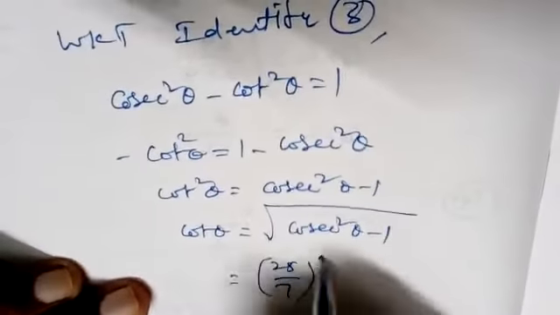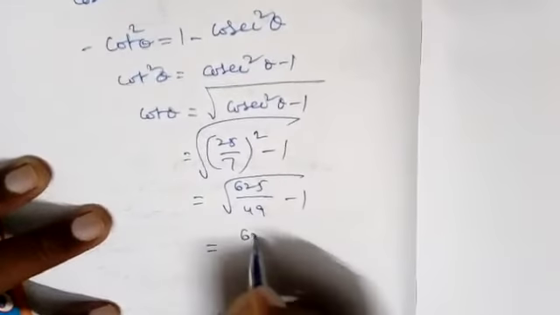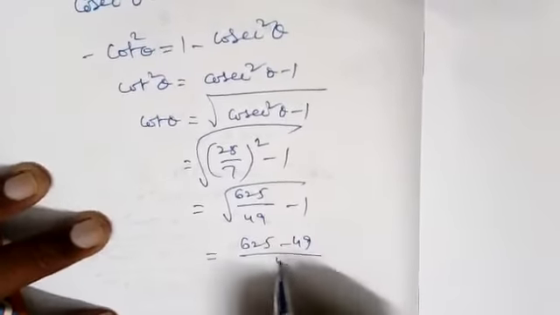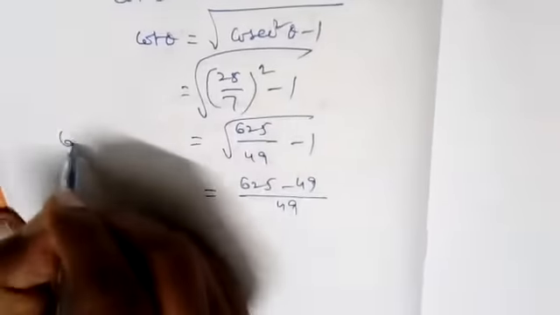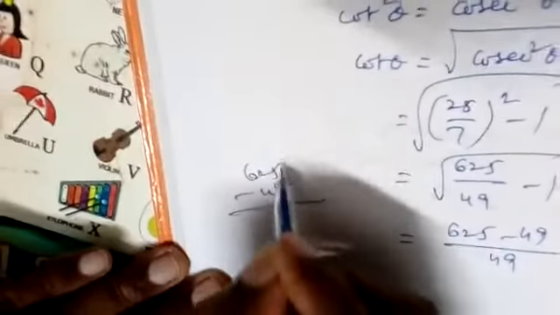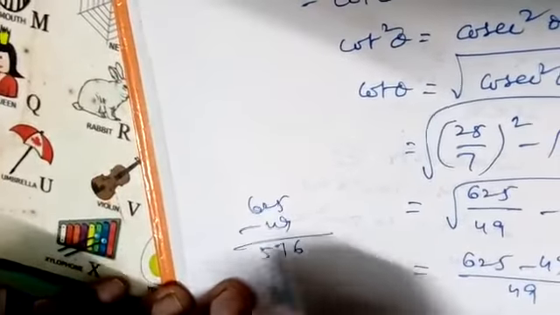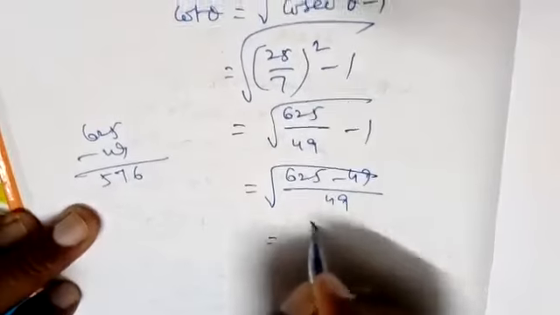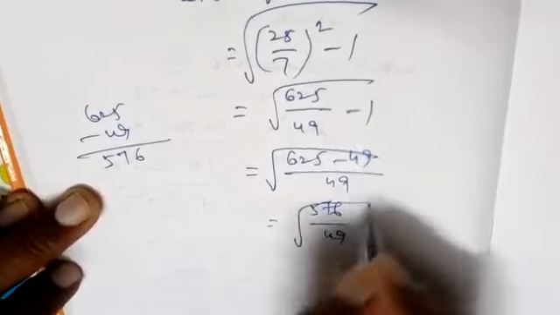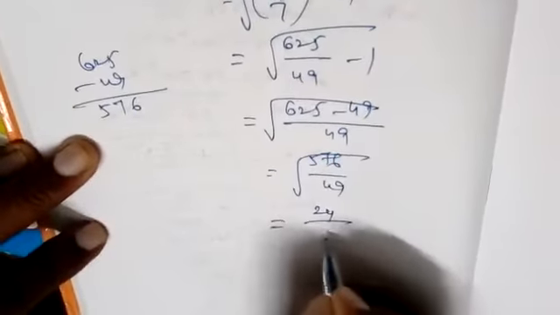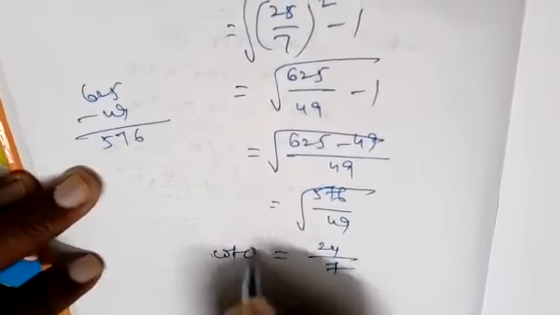So we have cosecant theta, (25 by 7) whole square minus 1 under square root. 25 square means 625, 7 square means 49, minus 1. So (625 minus 49) by 49. So 625 minus 49, we get 576. So 576 by 49. 576 means 24, so 24 by 7 is equal to cot theta.